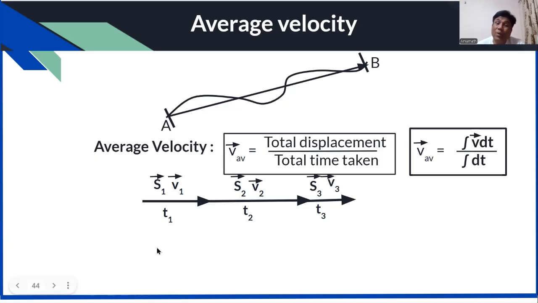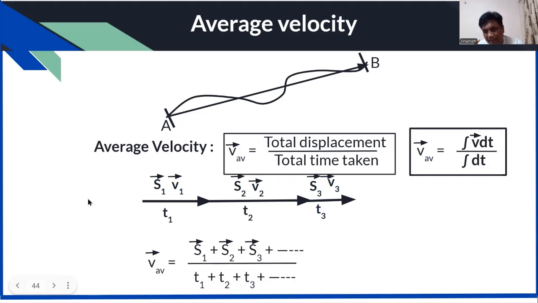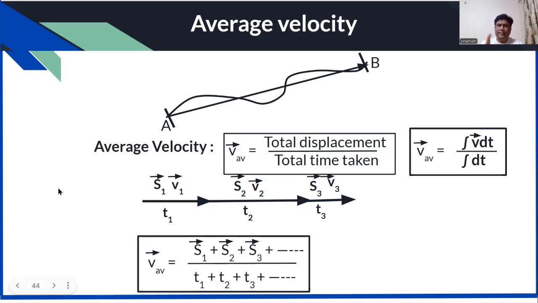So what will be the average velocity in this case? Let us calculate it. We know that average velocity is total displacement by total time. So S1 plus S2 plus S3 and so on is the total displacement, divided by total time, T1 plus T2 plus T3 and so on. This is simply the definition, nothing else. If there are 3 steps, fine; if there are 4 steps, I have to write 4 terms.